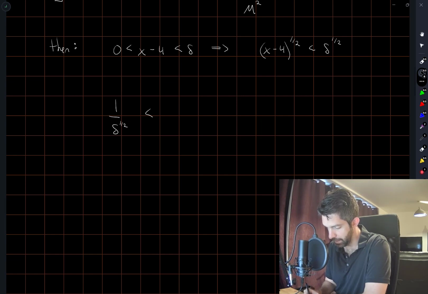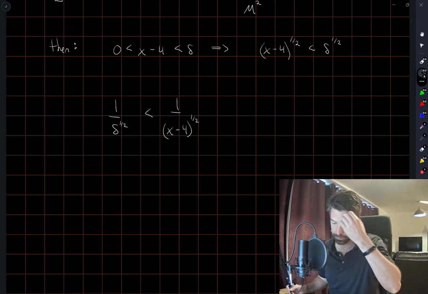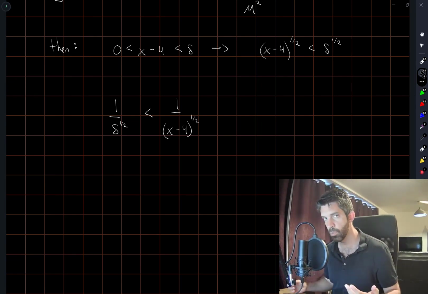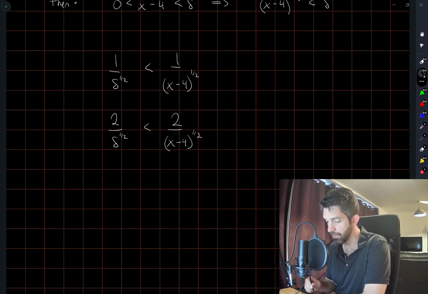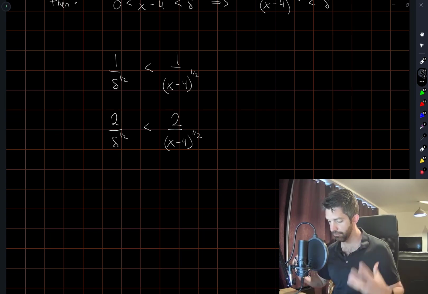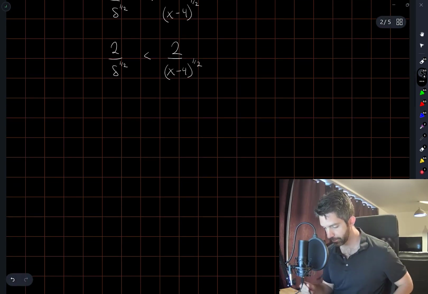Divide both sides by the square root of delta and by the square root of x minus 4. These are both positive quantities, so the inequality doesn't change sign. Now multiply both sides by 2. Notice the thing on the right is exactly the function that we're concerned with.